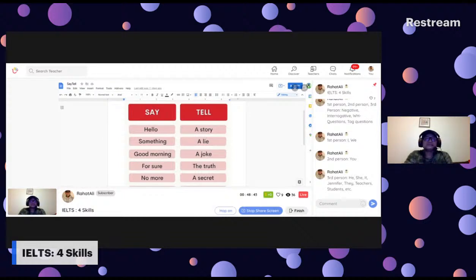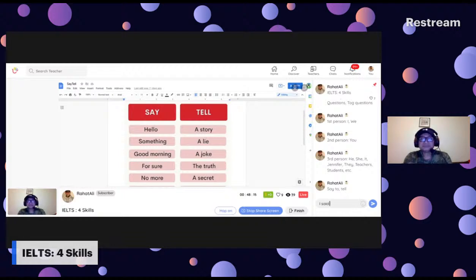Okay, so our first word is say. We have to remember that after say, if there is any object, we always use to, but after tell, we do not use any preposition. Like I say to you or I told you. For example, I said to you and I told you. So this is an important rule. We sometimes call it collocation: after say we use to, and there are hundreds of verbs which follow collocation rules where you have to use the preposition correctly.